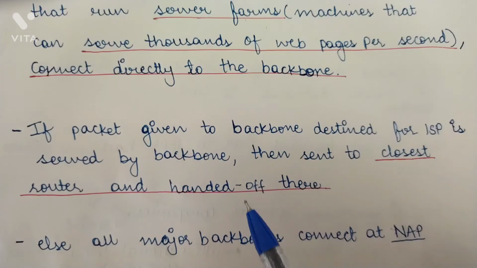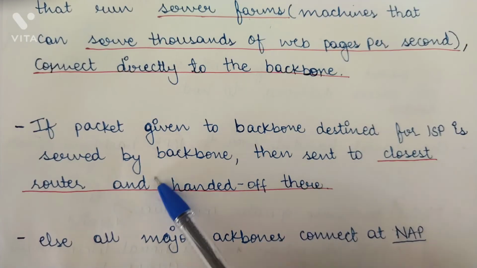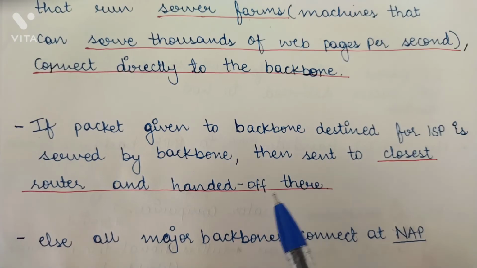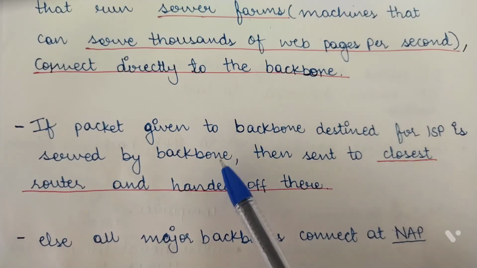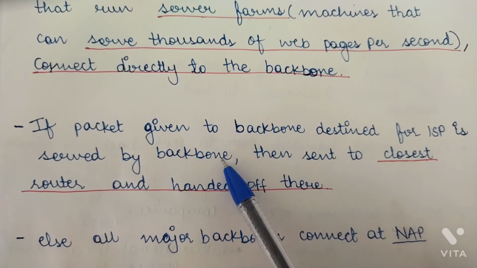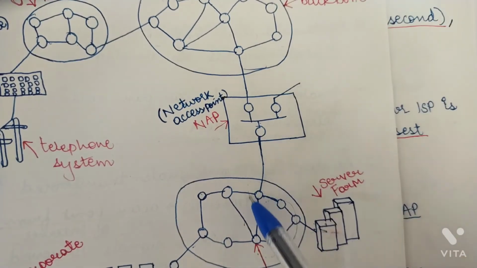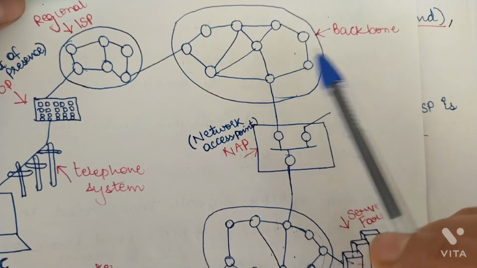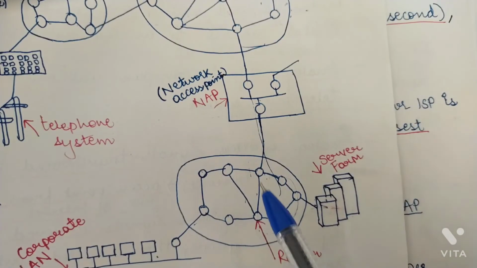Now, if a packet given to the backbone is destined for an ISP that is served by the backbone, then it is sent to the closest router and handed off there, right? So if a packet that arrives at the backbone is destined for an internet service provider which the backbone is providing services to, then in that case it will be sent to the closest router of the backbone. So if this is the backbone and this is the closest router, and the packet is destined for a different ISP which is served by this backbone only, then it will be sent directly to its closest router.